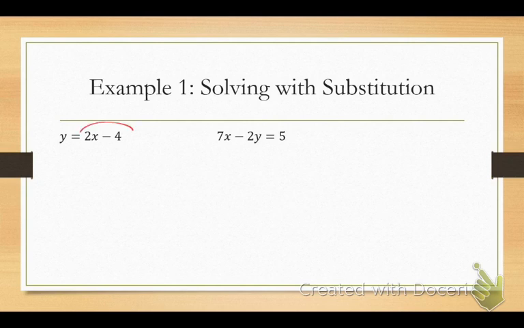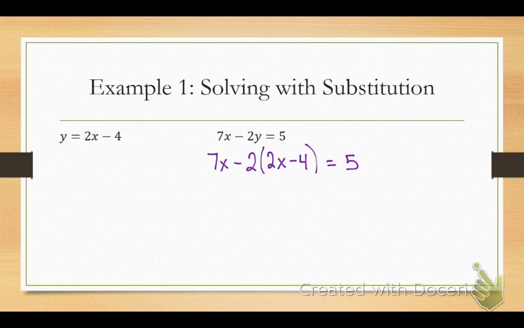If y equals 2x minus 4, I can take that value and plug it in for y in the other equation. Okay, so now what I'm going to do is make that substitution. 7x minus 2. It's not a y anymore. I'm going to plug in the 2x minus 4. 2 times 2x minus 4 equals 5. Okay, this is not point slope. This is something totally different.